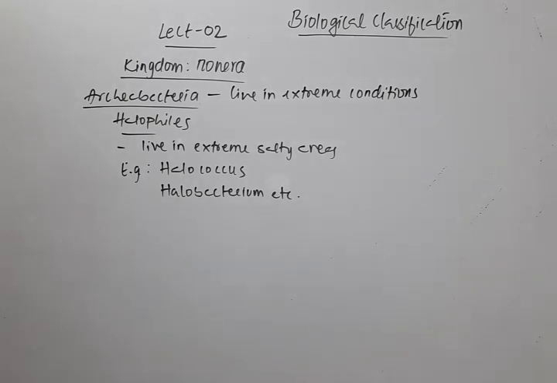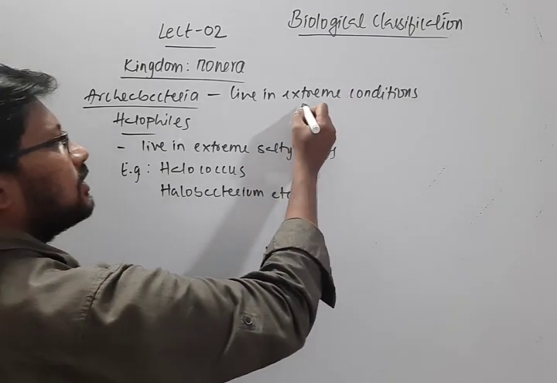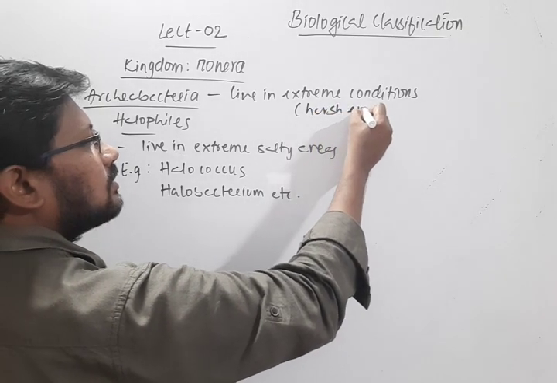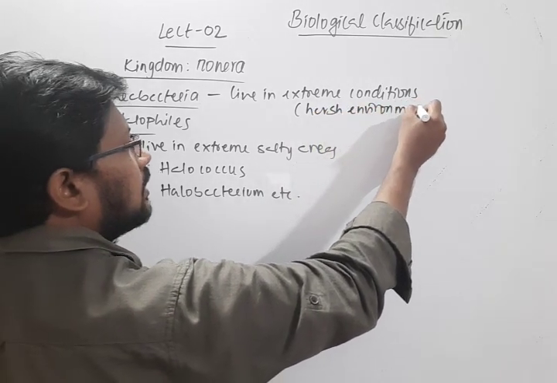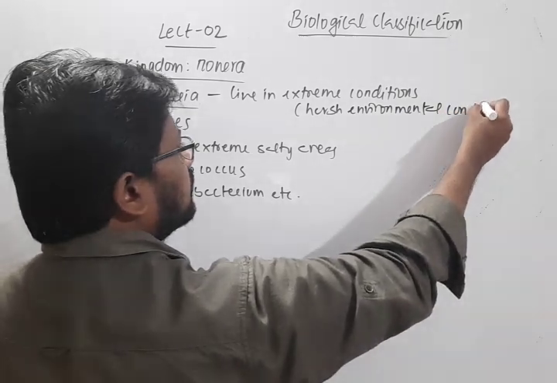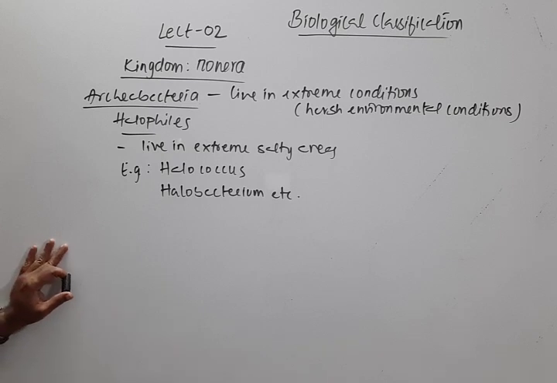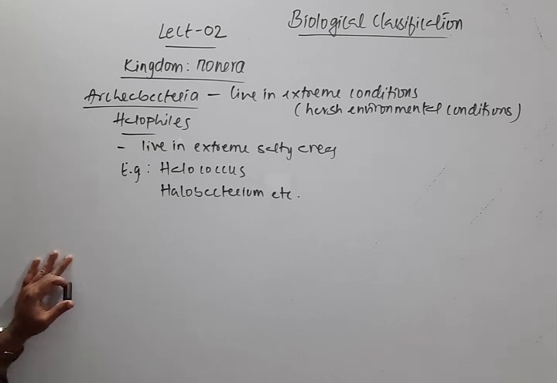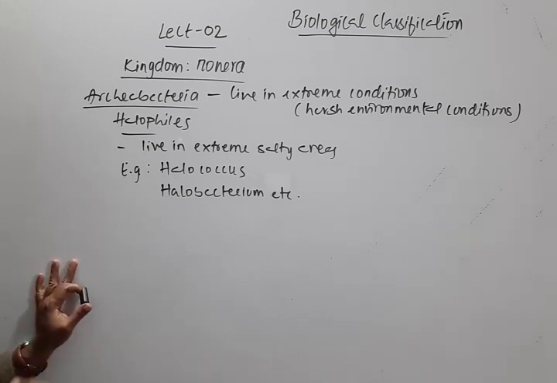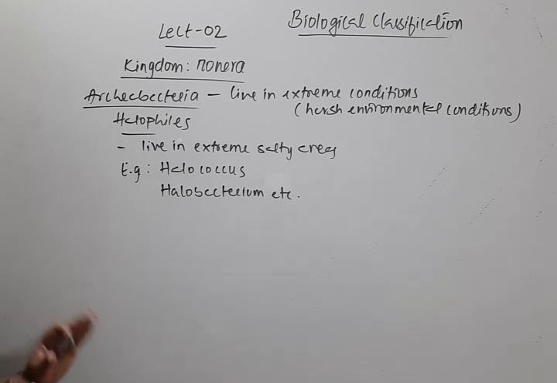Extreme conditions means harsh environmental conditions. Their cell wall is made up of polysaccharides and proteins, but without peptidoglycan. In the case of eubacteria, you find peptidoglycan.